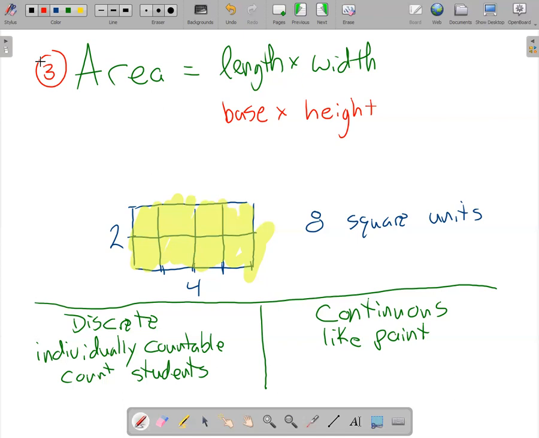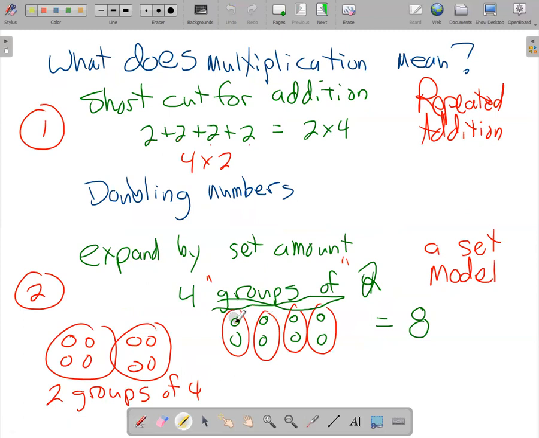What was the name of the second model? The second model I call the groups of model. Okay. And it is a set model. Thank you.